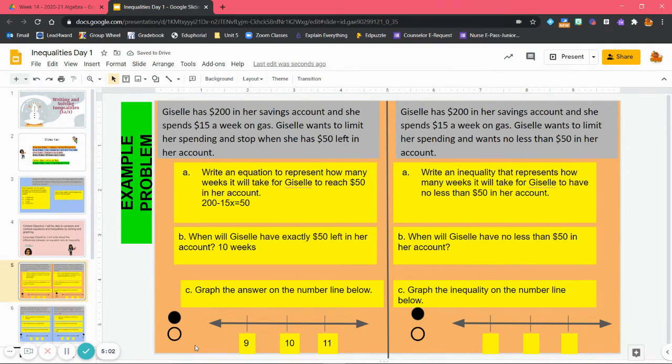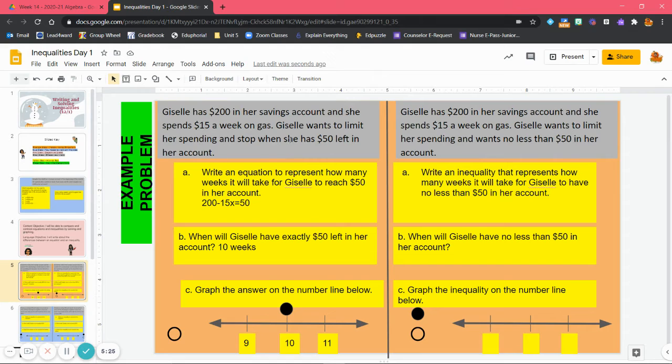Now, since it took her exactly 10 weeks to have $50, I'm going to take my equals to symbol, which is the closed circle, and I'm going to place that right on top of 10 because it took her exactly 10 weeks to reach $50. So that is how we would work the left side, okay?